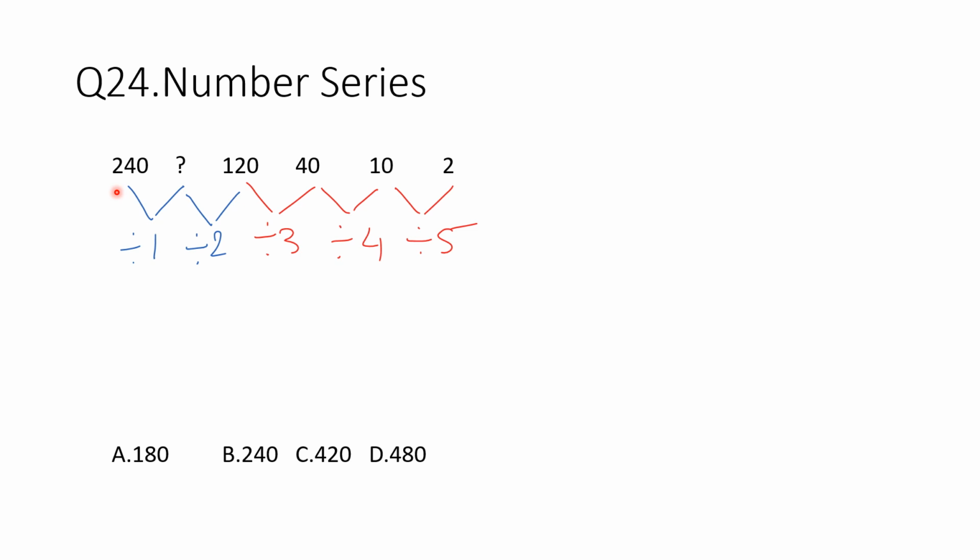What will happen now? 240 divided by 1 is 240, right? And then that 240 divided by 2 is 120. So again the series has been completed. I hope this is clear to you also, right? This one is also clear to you. So let us move to the next question now. Question number 25.